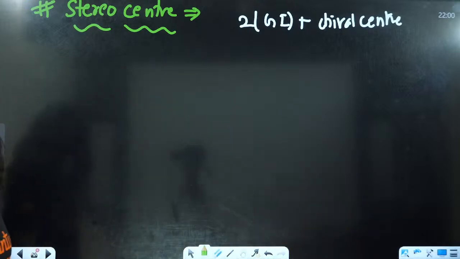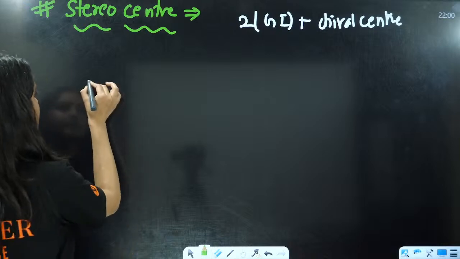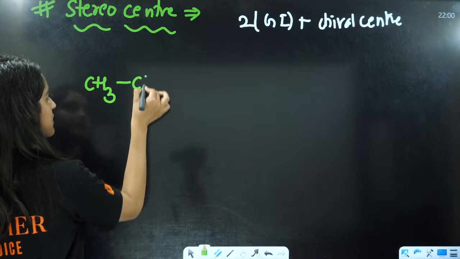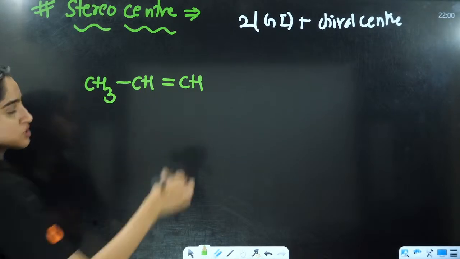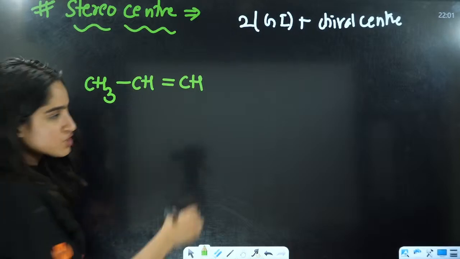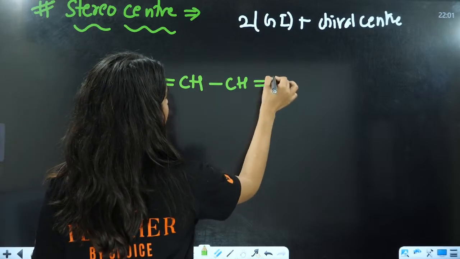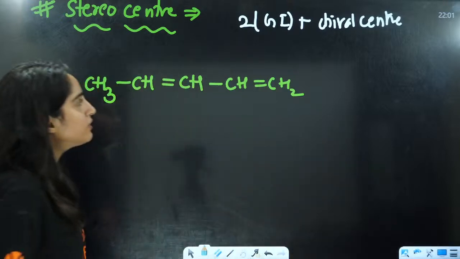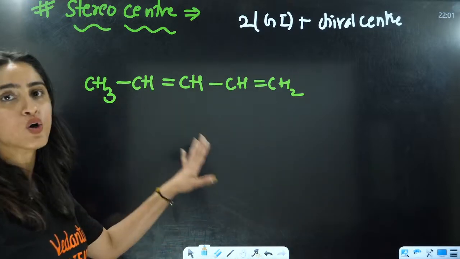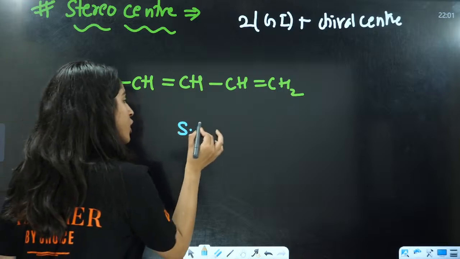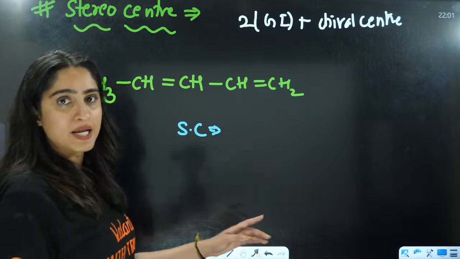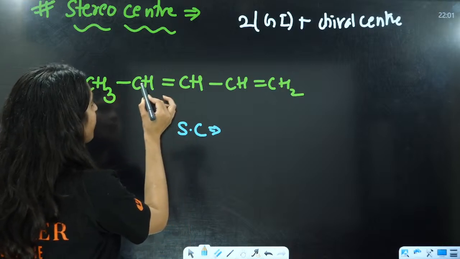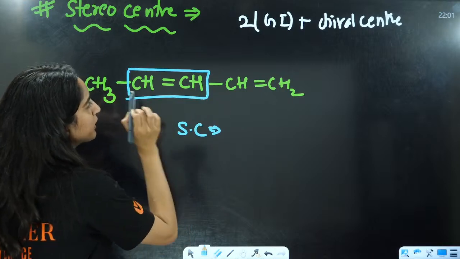The first structure here is CH3, CH, double bond CH, then CH, then double bond CH2. How many stereocenters for this one, everyone? Now here no chiral carbon is present. You have one double bond here.